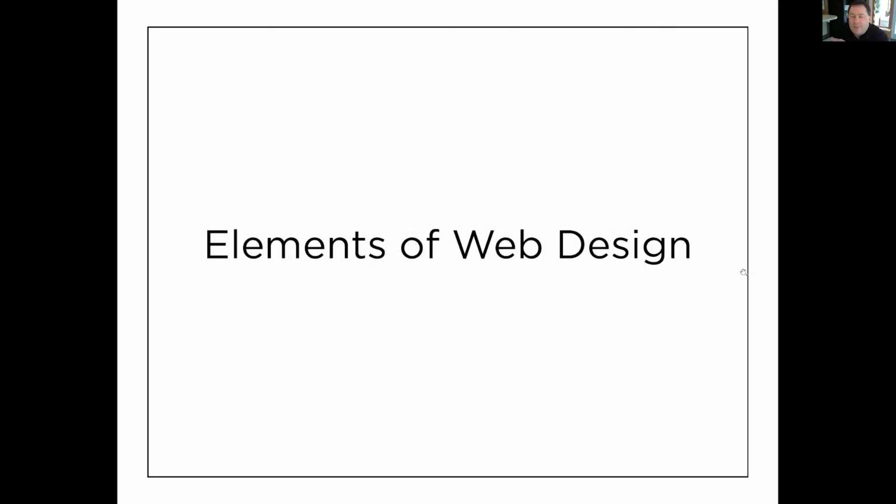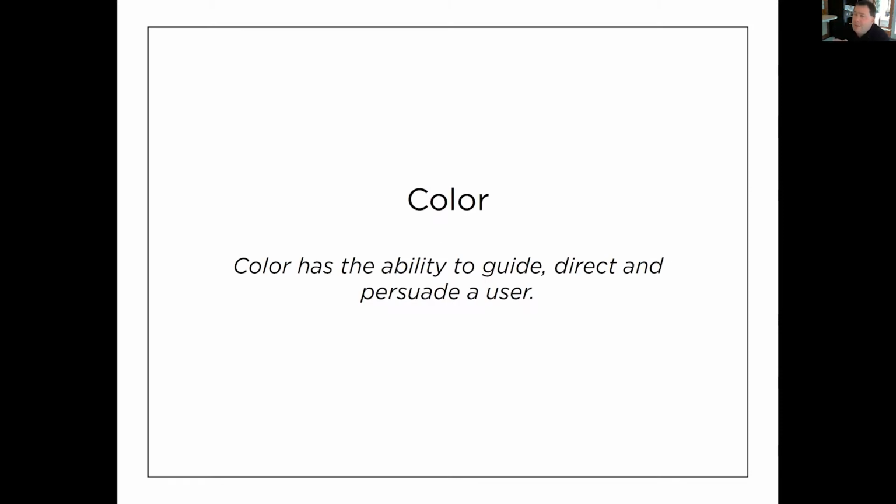Hello guys, so I'm going to talk about elements of web design. This is the area where we're going to talk about different aspects within web design, different things to pay attention to when you are designing for the web. First thing is always going to be color. Color has the ability to guide, direct, and persuade a user.